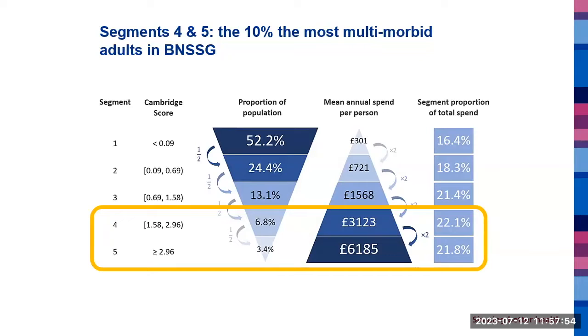Segment 1 is our healthiest bit of the population, just over half the entire population, and it's responsible for 16.5% of our total spend. Segment 5, which is what I'm going to talk a lot about today, is 3.5% of our population and 21% of our spend. What we're able to do is assign everybody in Bristol, Somerset, and Gloucestershire into one of these and then use that to do analysis against various things that we were interested in.